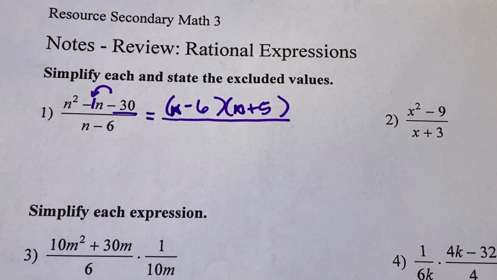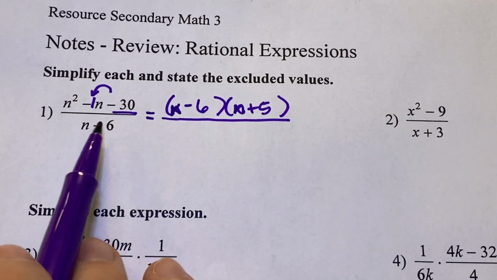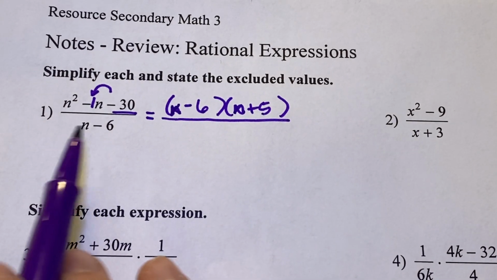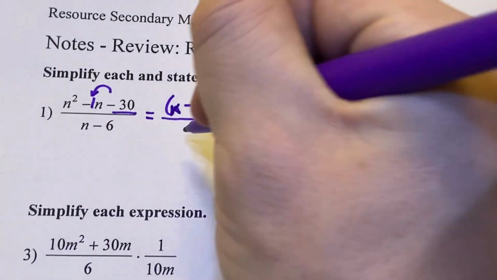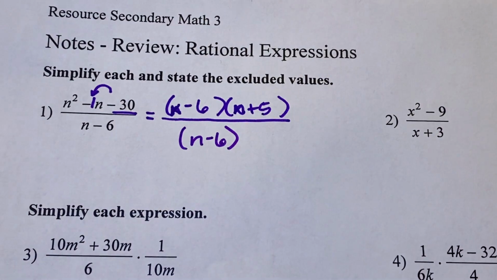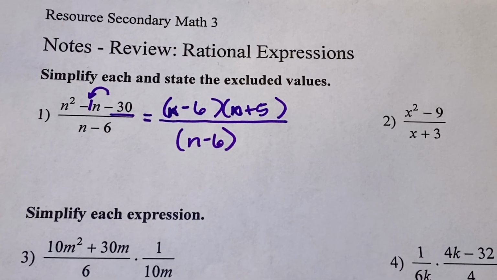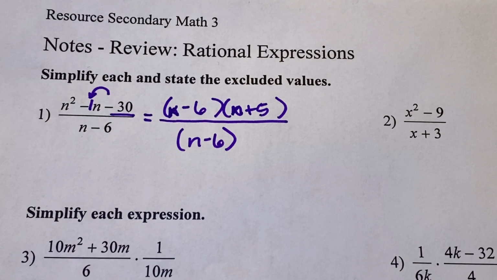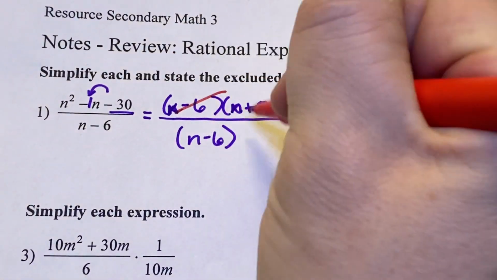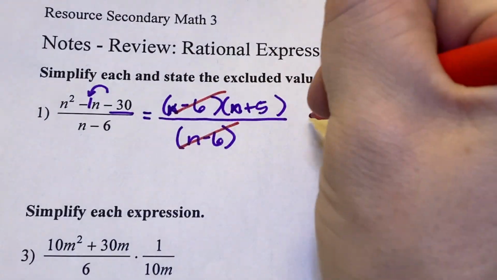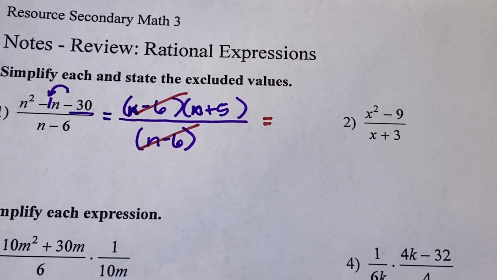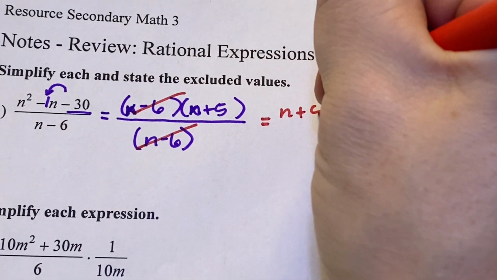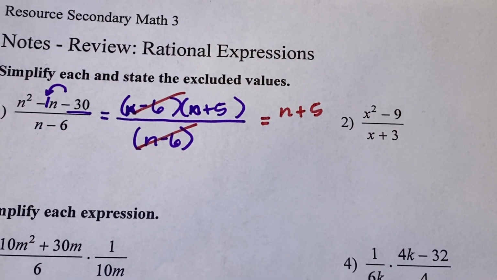Okay, so the bottom. Can we factor the bottom? Do you see a squared in there? Do they share anything? No. So the bottom is factored. Now simplify. What can cancel? What's the same on top and bottom? n minus 6 and n minus 6. So the only thing we're left with on top is n plus 5. What's left on bottom? 1.